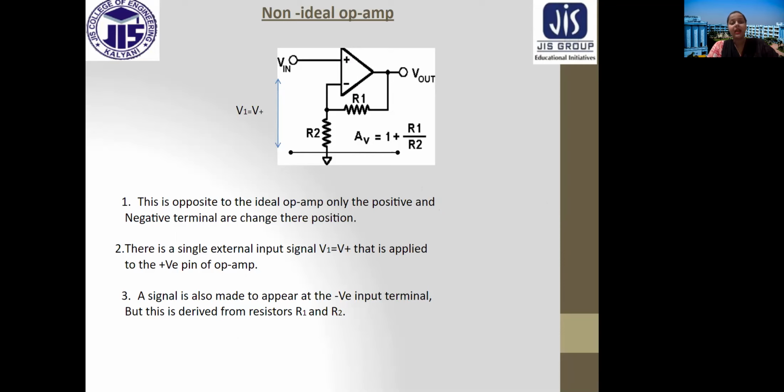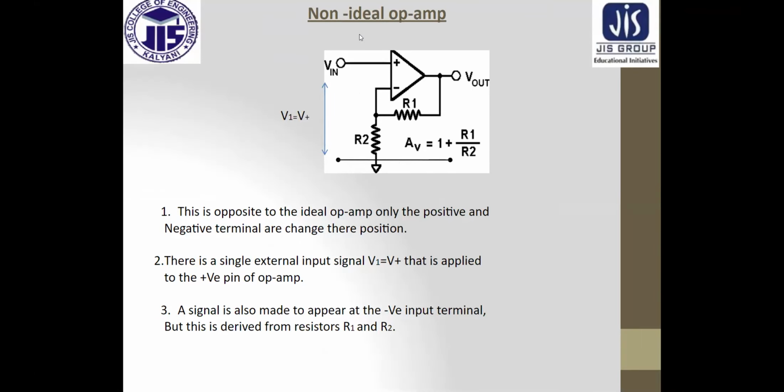Now come to the non-ideal op-amp. It's better to say any practical op-amp. So this is the figure. Again, take some time and draw the figure. So this is the pictorial representation of a non-ideal op-amp. It's better to say a practical op-amp. This is opposite to the ideal op-amp. Only the positive and negative terminals have changed their position.